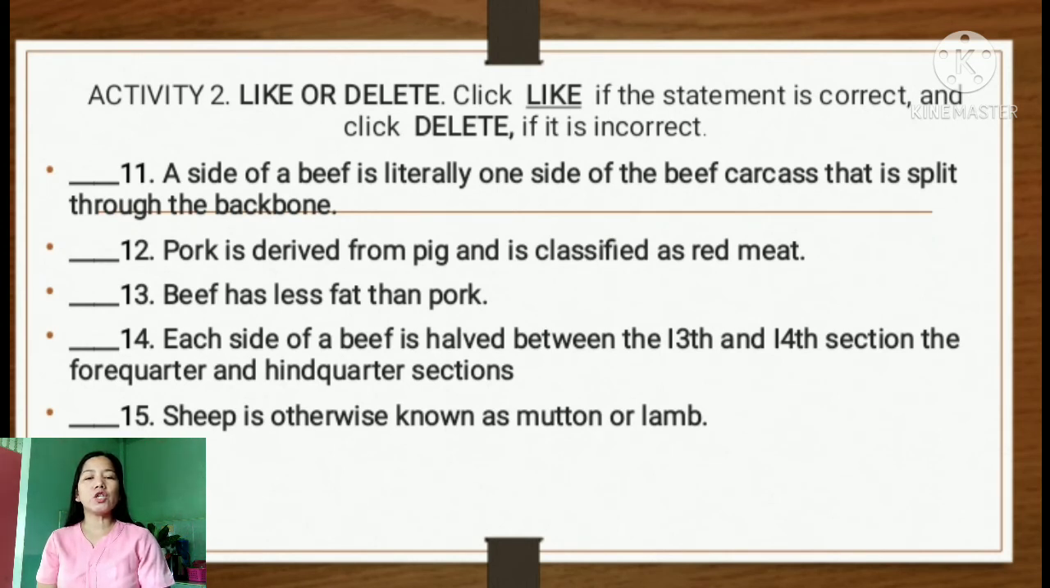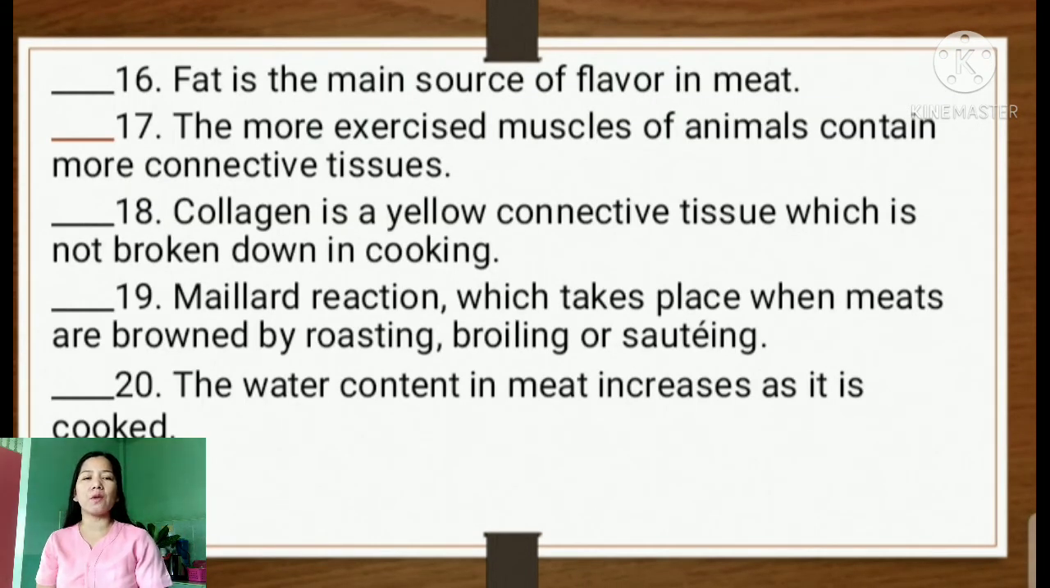Number 15, sheep is otherwise known as mutton or lamb. Number 16, fat is the main source of flavor in meat. Number 17, the more exercised muscles of animals contain more connective tissues. Number 18, collagen is a yellow connective tissue which is not broken down in cooking.